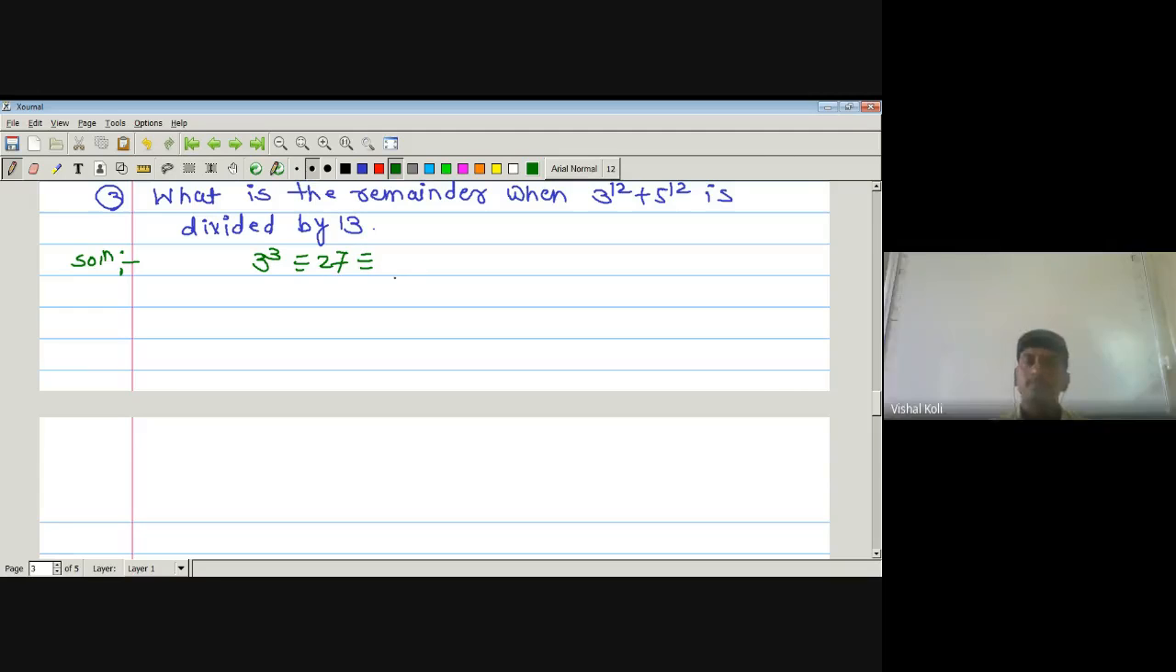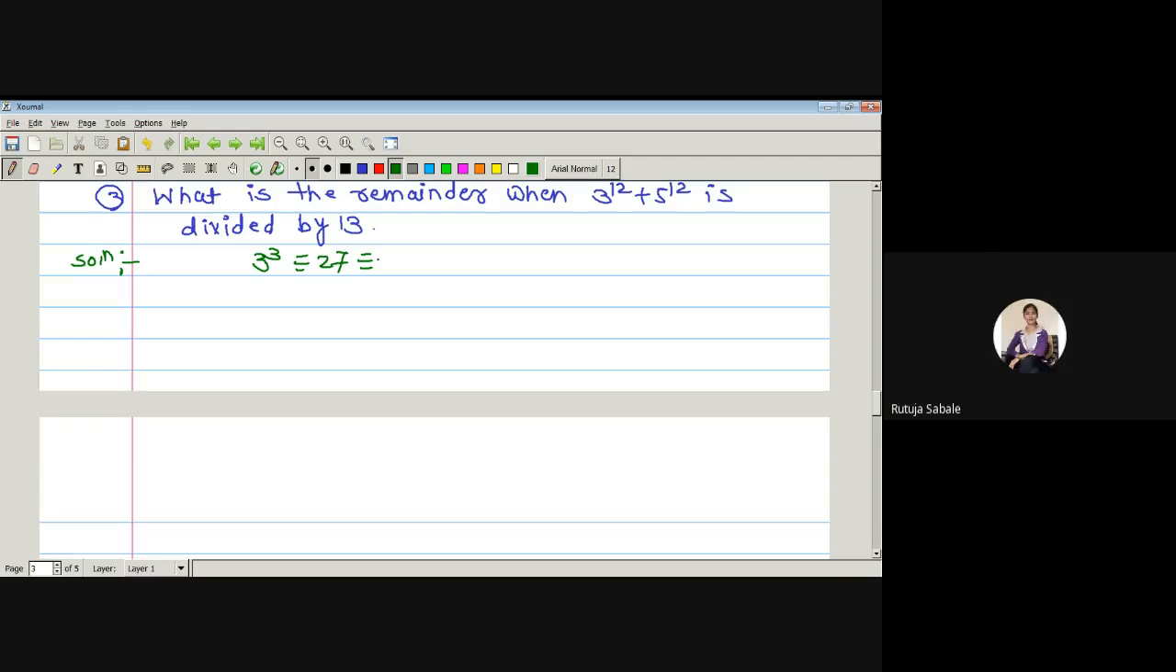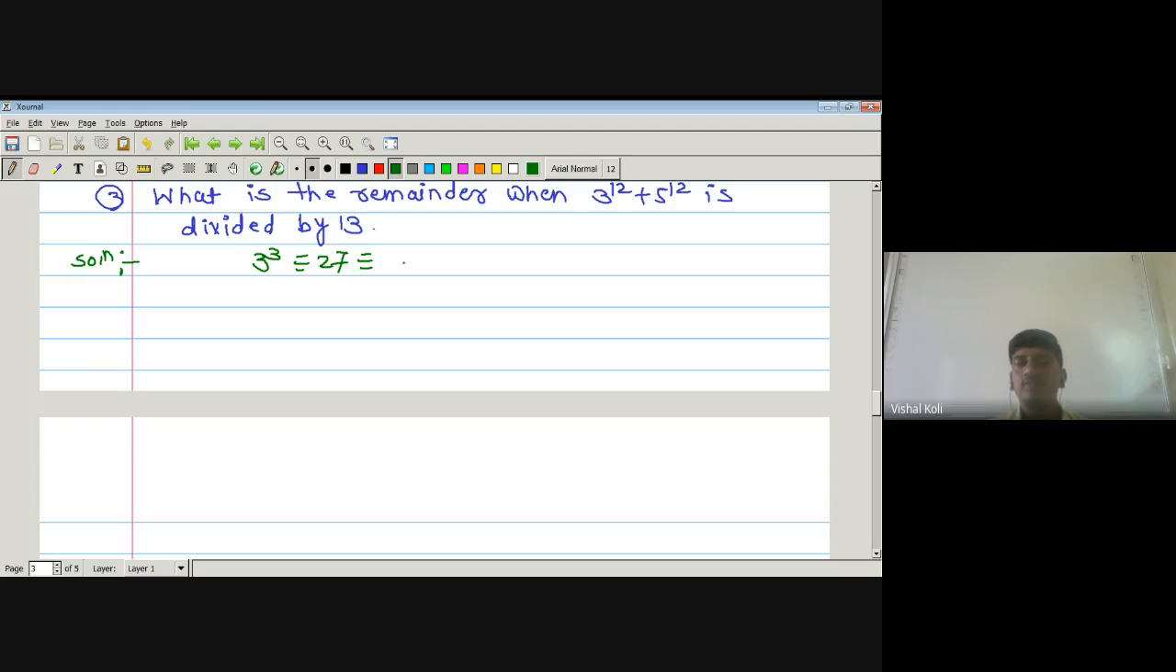27 is divisible by 13, then the remainder is 1. 13 into 2 is 26, and 27 minus 26 is 1. Therefore, 27 is nothing but 1 modulo 13. That is, 3 cube is congruent to 27, which is 1 modulo 13.